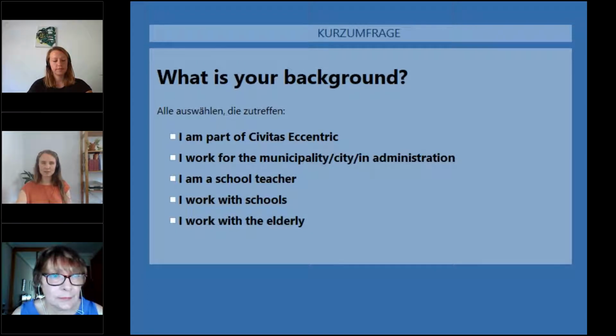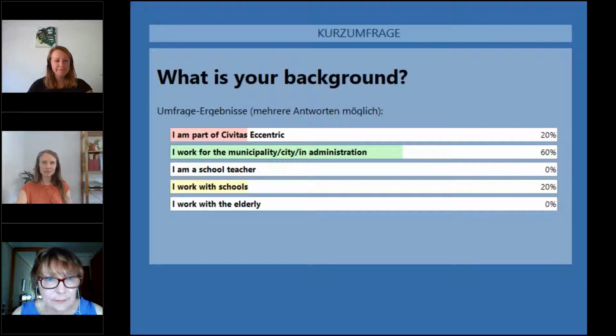And let's look at the results. So Lea, I think you can see the results, and everyone can see the results. Yeah, I cannot see them, but okay, well, I guess everyone else can. I will read them out. So we have 20% of the audience that is part of Eccentric, then 60% that works for municipality and the city administration, and then another 20% working with schools. And then we also have audience members working in research that was not represented here in this poll.